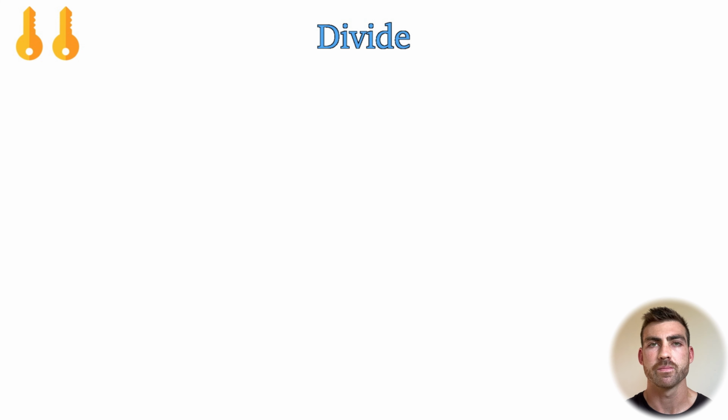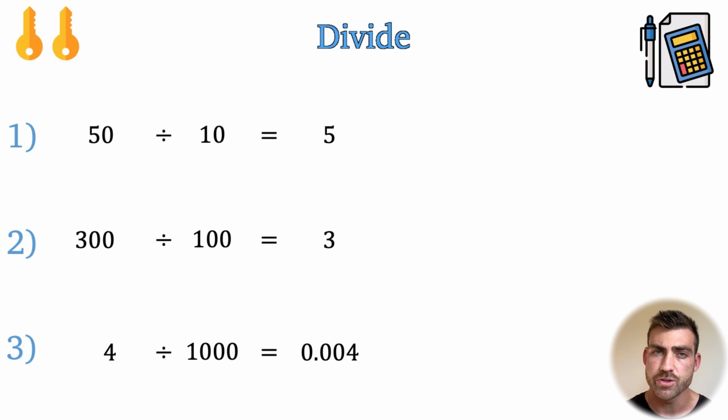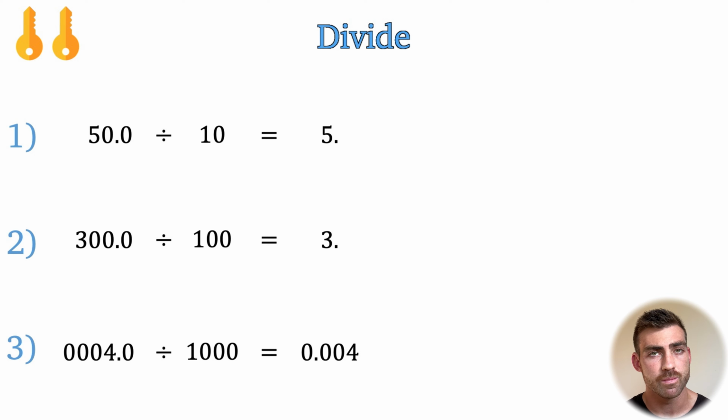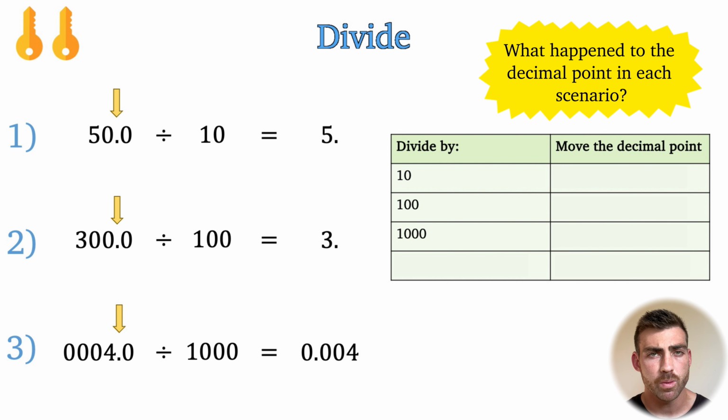Now dividing. Again, let's see if we can identify a pattern by completing the following questions, either solving by hand or with a calculator. And here are the results. Now if we write each original question with decimal points and zeros before, this still represents the same number. And let's observe what happened to the decimal point in each scenario.